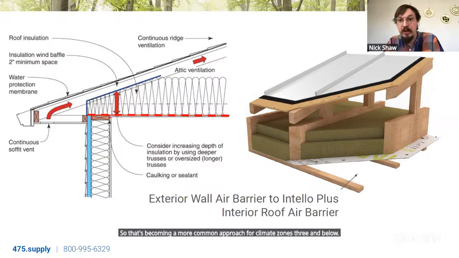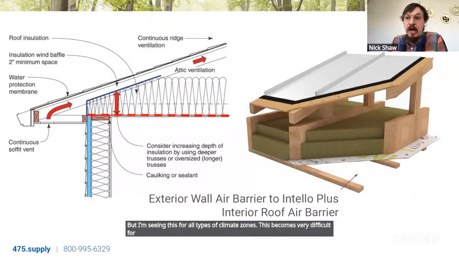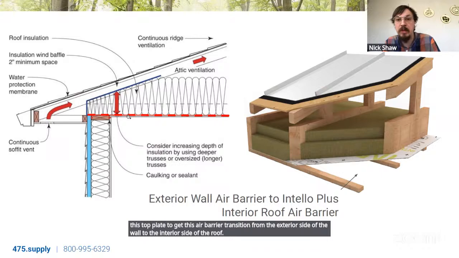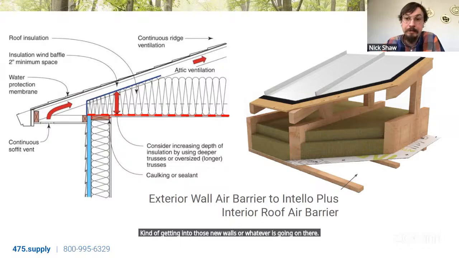But I'm seeing this for all types of climate zones. This becomes very difficult for retrofits. For retrofits, it can be quite difficult to access the top of this top plate to get this air barrier transition from the exterior side of the wall to the interior side of the roof. Kind of getting into those knee walls or whatever is going on there can be problematic.